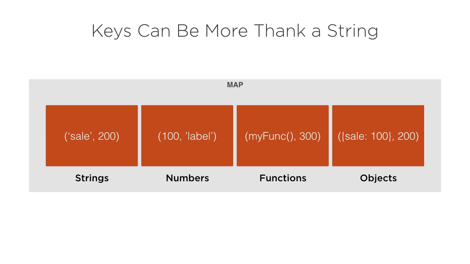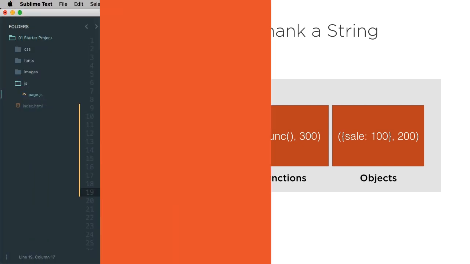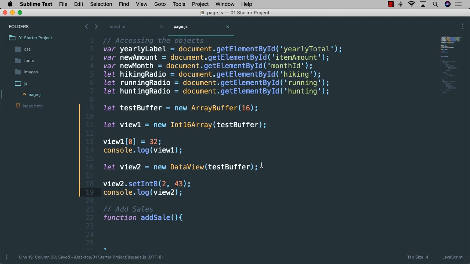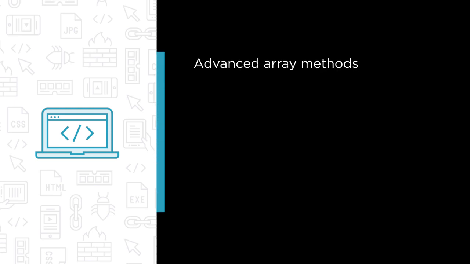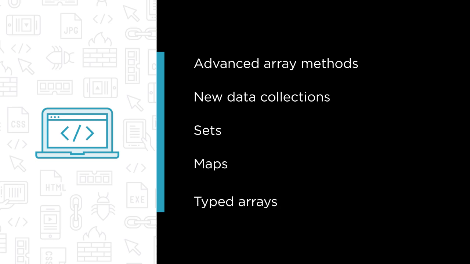In this course, we'll walk through some hands-on examples of how to work with data collections, typed arrays, and advanced array methods using ECMAScript 6. Some of the major topics that we'll include in this course are making arrays more functional with some advanced methods, working with new data collections introduced in ECMAScript 6, which include sets that give you the ability to store unique values, and maps that store data using key and value pairs. And finally, typed arrays, which allow you to work directly with binary data for faster performance and processing.